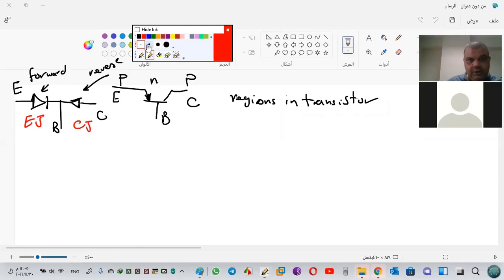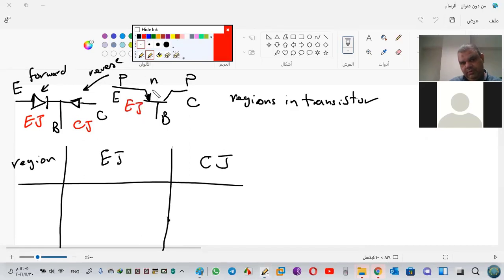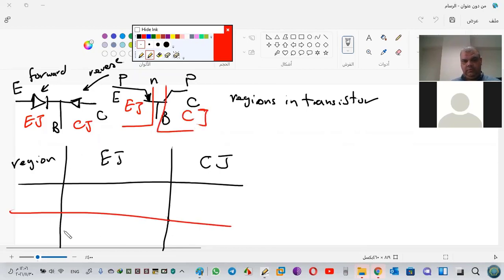Now, let's talk about three regions. Region, emitter junction, collector junction. Emitter junction, this one. Collector junction, this one. First region is the cut-off region.